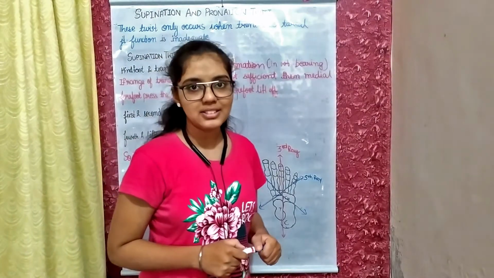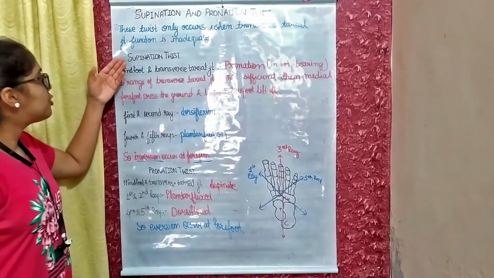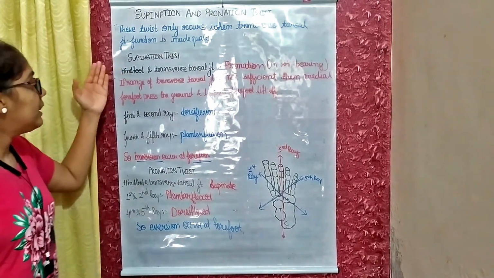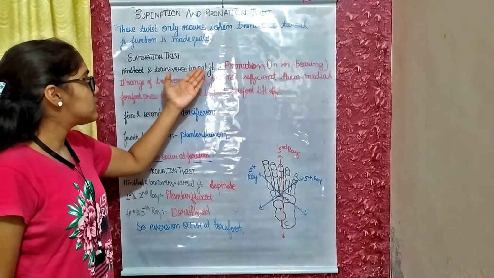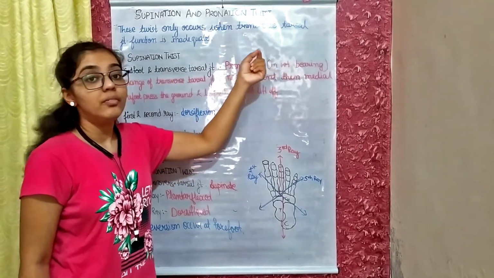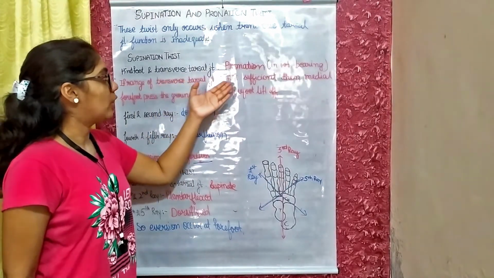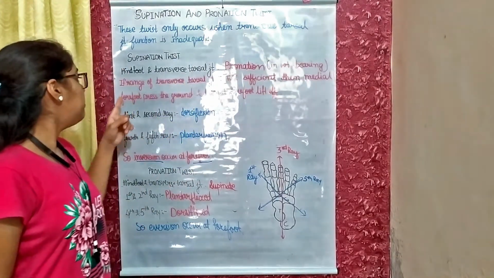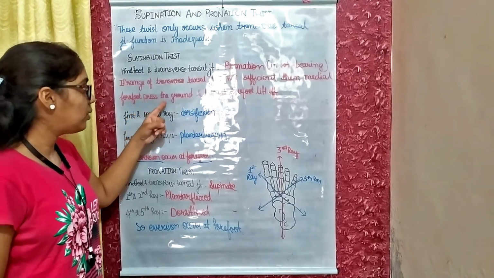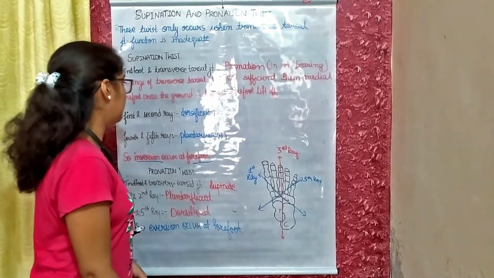So, after the practical session, we will understand it theoretically. First of all, supination twist. In this, the hind foot and transverse tarsal joint go into the pronation position, but in weight bearing. Then, if the range of transverse tarsal joint is not sufficient, then the medial forefoot presses the ground and the lateral forefoot lifts off, as we saw in the practical session.